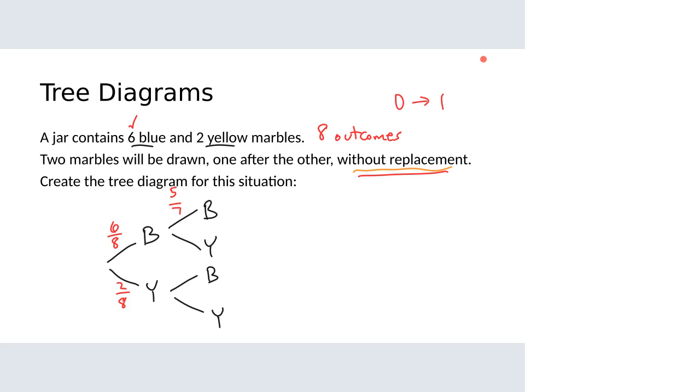All right, very good. Natalie, you're close there, but remember, if we're up here, that means the first one we took out was blue. So both yellows are still in the jar. So I have 2 yellows out of 7 marbles. So the probability is 2 out of 7.